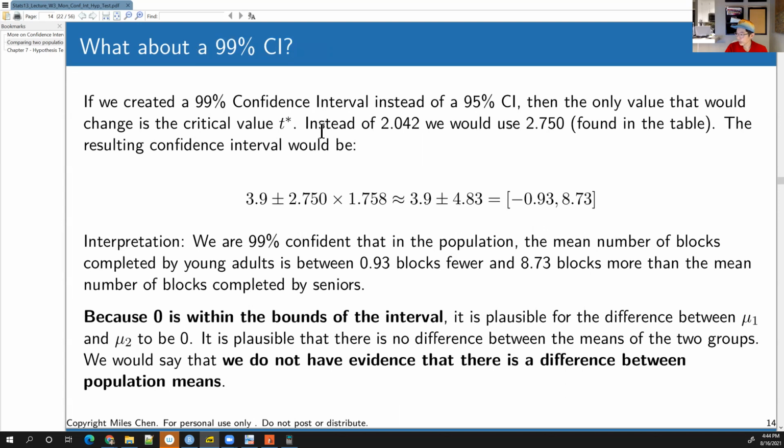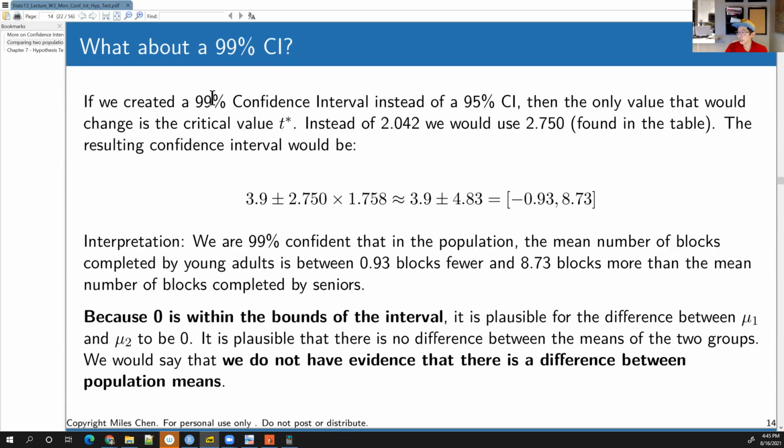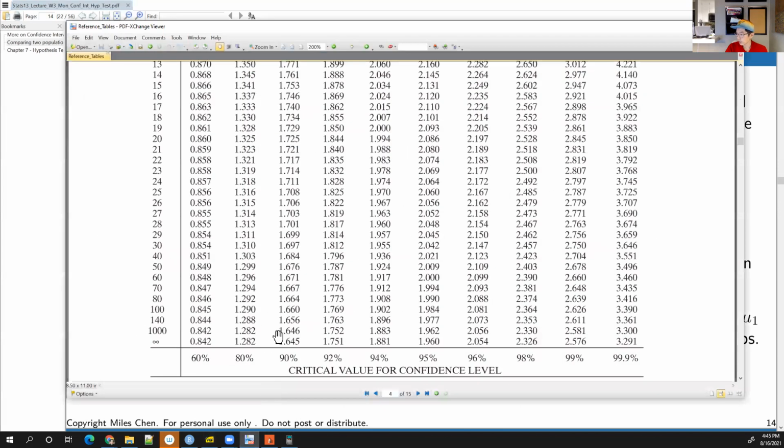All right, what happens if we make a 99% confidence interval? Here's our 95% confidence interval. If we make a 99% confidence interval instead, the only thing that's going to change is the critical value T star. So if we go to our T table, we're at 30 degrees of freedom. We go to the column for 99% confidence, rather than 95%, and we use the critical value 2.750. Okay, 2.750 is the number we use for 99% confidence.